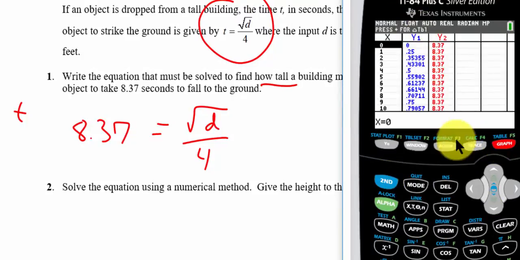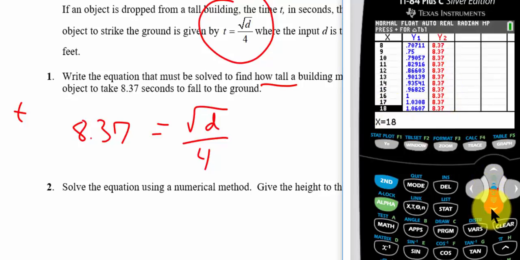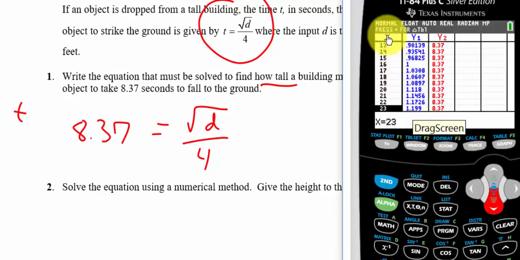And we want to scroll down. How long does it take? I want to see when does my y1 become 8.37. You could see I'd have to scroll down quite a bit. So maybe I want to jump to a bigger number for x, instead of having to keep pressing the down arrow. You see how my x is still too small? When I put in 31 feet, I get 1.39 seconds to hit the ground. So maybe I need a much bigger number.